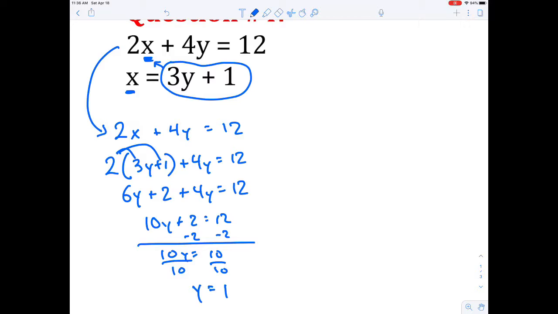And hopefully you got the same answer that I did, y equals 1. Now, are we done? No, we're definitely not done. We're only halfway. So what we need to do now is the second part of this problem.